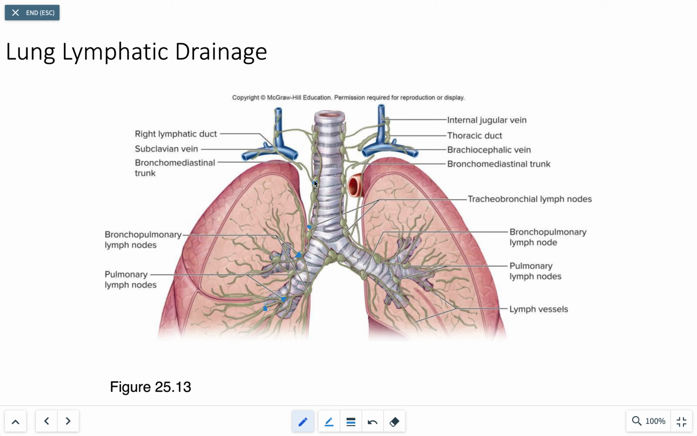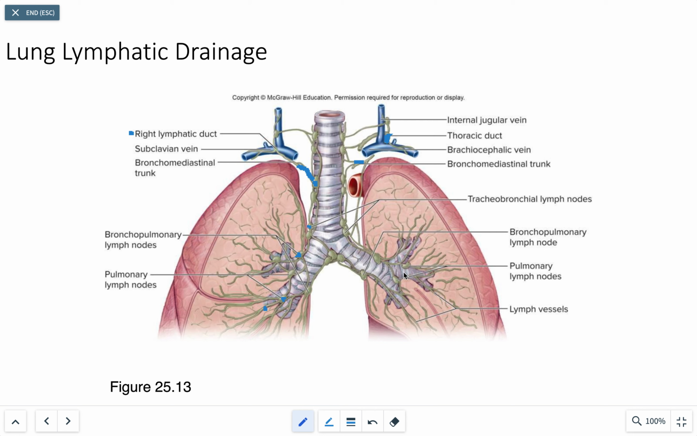These bronchomediastinal trunks here on the right side and here on the left side, they're each going to drop back into the cardiovascular system in different areas. On the left side, the bronchomediastinal trunk is eventually going to go into the thoracic duct, and on the right side, the bronchomediastinal trunk will eventually drop into the right lymphatic duct.